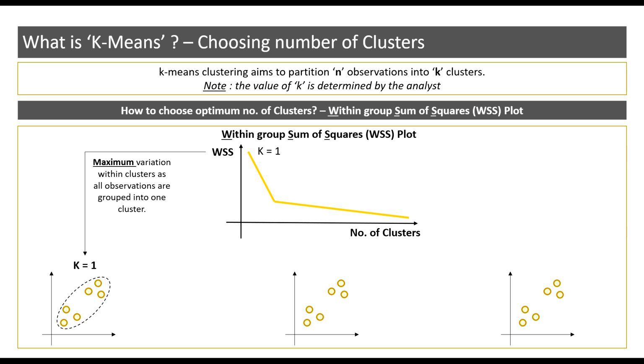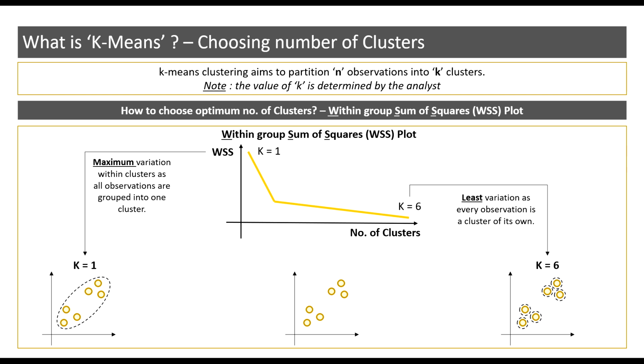Now, let us take another extreme scenario. Given that I have 6 observations here, what is the maximum number of clusters or groups that I can have? Here, we can see that we can have a maximum of 6, as in, I will deem every observation to be a cluster of its own. Here, although the variation within is going to be the least, it is pretty infeasible.